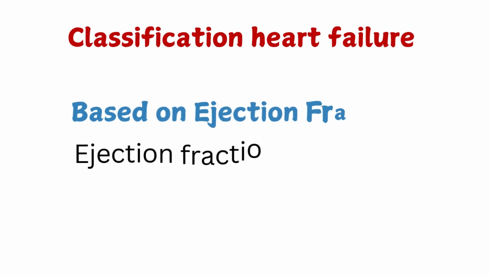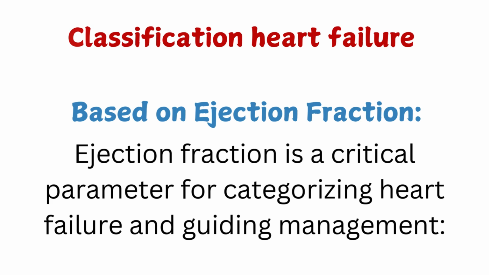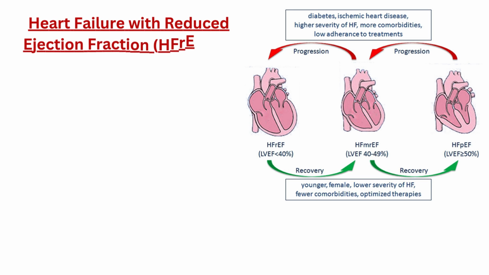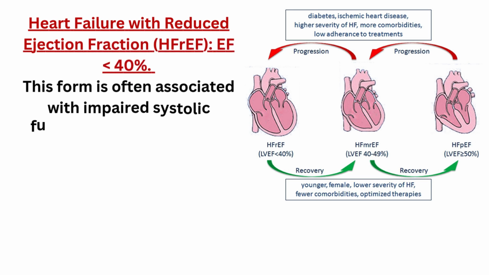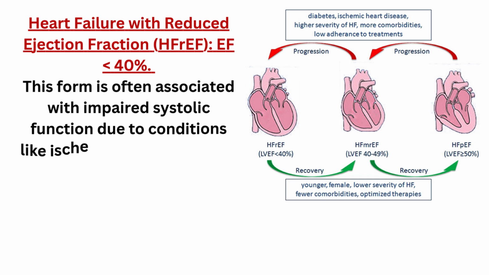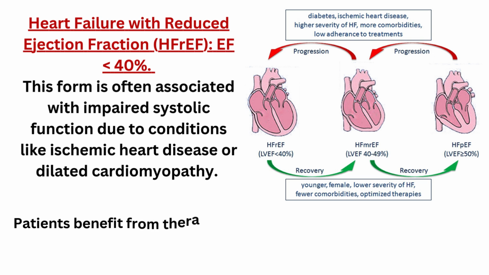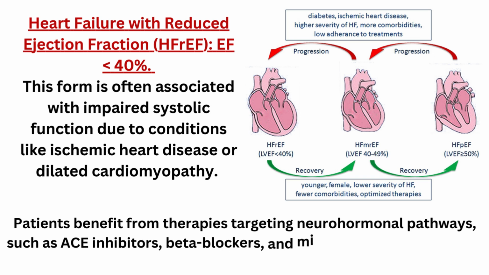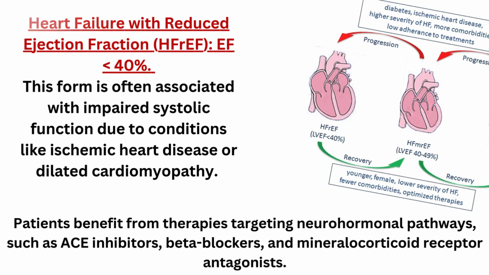Classification of heart failure. Based on ejection fraction. Ejection fraction is a critical parameter for categorizing heart failure and guiding management. Heart failure with reduced ejection fraction. Ejection fraction less than 40%. This form is often associated with impaired systolic function due to conditions like ischemic heart disease or dilated cardiomyopathy, ventricular dilation. Patients benefit from therapies targeting neurohormonal pathways, such as ACE inhibitors, beta blockers, and mineralocorticoid receptor antagonists.